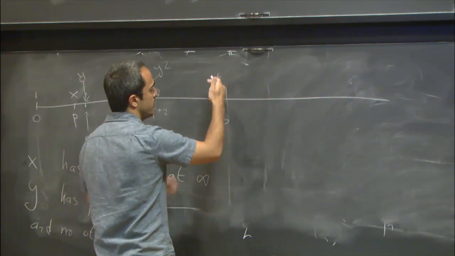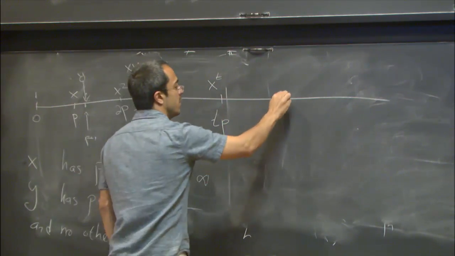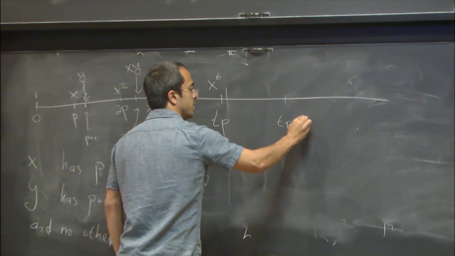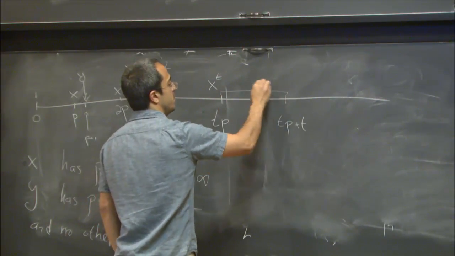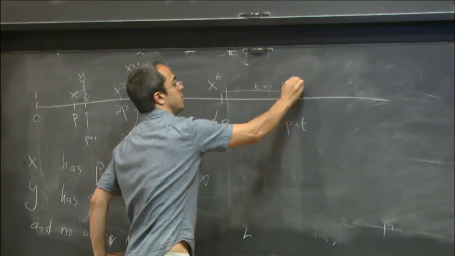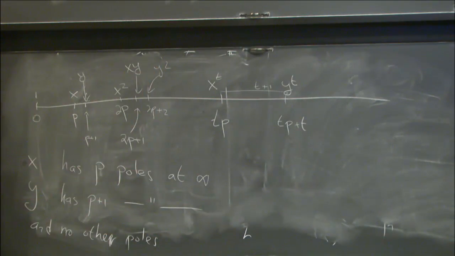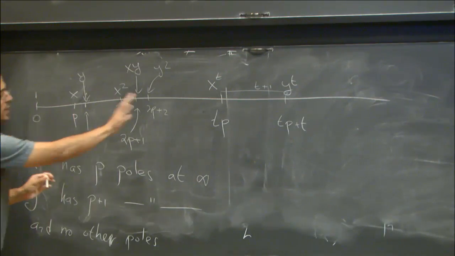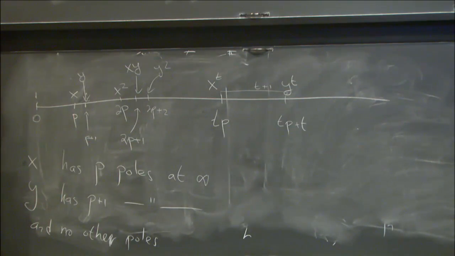And you can fill this in, increasing the y, decreasing the x's, until you get tp plus t. So an interval of length t plus 1 or something. Until you get to y to the t. Right? Replace an x by a y every time, and you get 1 more. So this is what happens. At some point, if t is something like p, then the intervals overlap, and this is exactly what happens when you get to the 2g minus 1 there. You get many representations for functions.